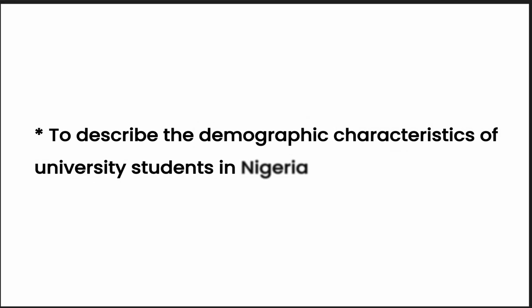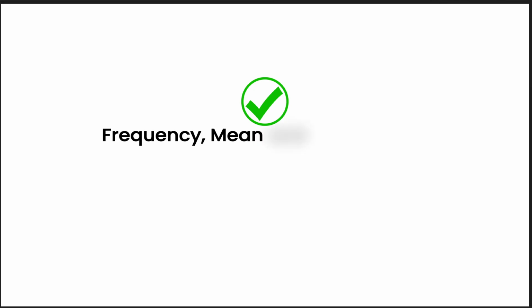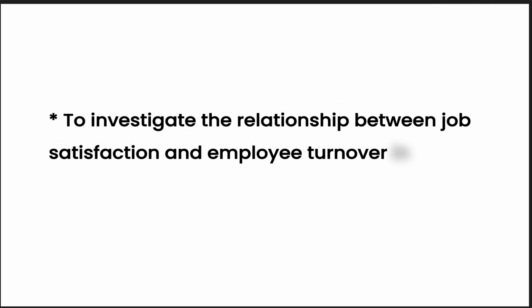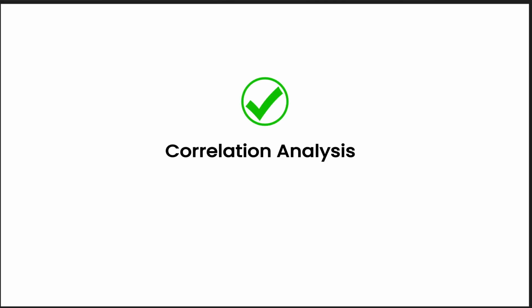So the first objective, to describe the demographic characteristics of university students in Nigeria. The correct answer for this is frequency, mean, or percentages, and that can be summarized into descriptive statistics. The next objective, to investigate the relationship between job satisfaction and employee turnover in private companies. The answer to this is correlation analysis. If you got this, you can give yourself a clap.